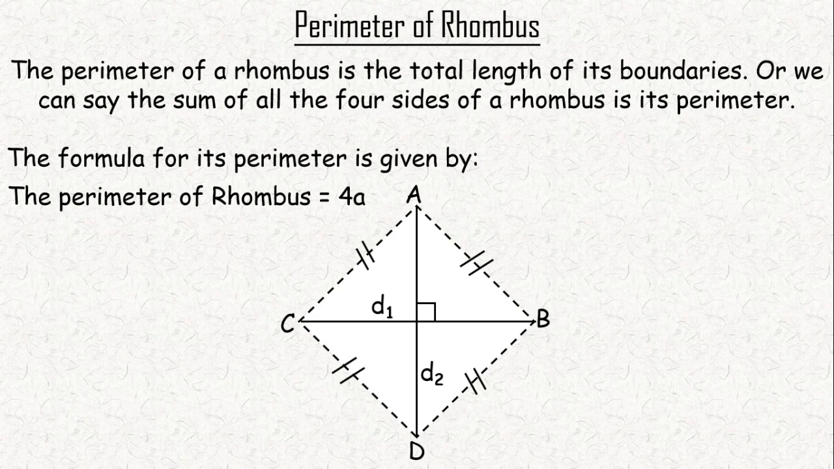Here the formula of perimeter is given by: perimeter of rhombus is equal to 4a. Here a represents the side. It's taken as 4a because all 4 sides are equal. Here in the rhombus, all 4 sides are equal, so it's taken as 4a.